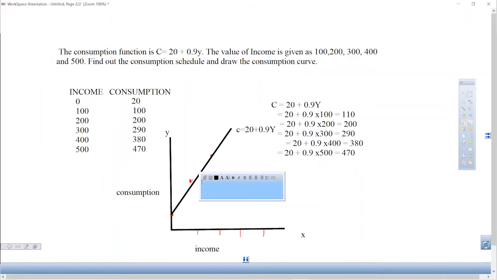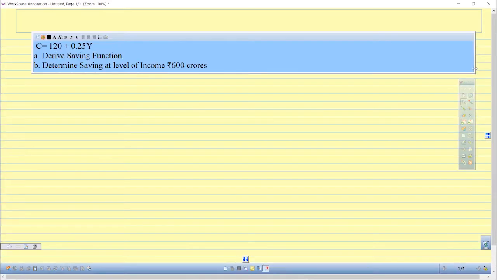So this is the way you find the answer for these kinds of questions. Whenever a consumption equation is given and you are asked to draw the consumption curve, derive the consumption schedule first and plot the points of the schedule on a graph. You will get the consumption curve. I hope it's clear.